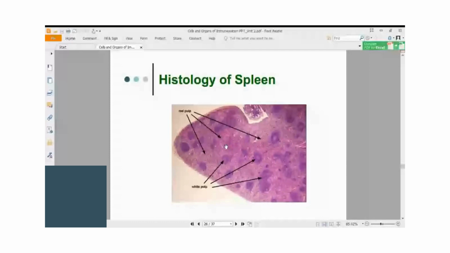Red pulp area is majorly dedicated to the RBC. Therefore, in histology also it looks almost reddish in color because of abundance of the RBC. Then comes these island-like areas which are called white pulp. And what is this white pulp?